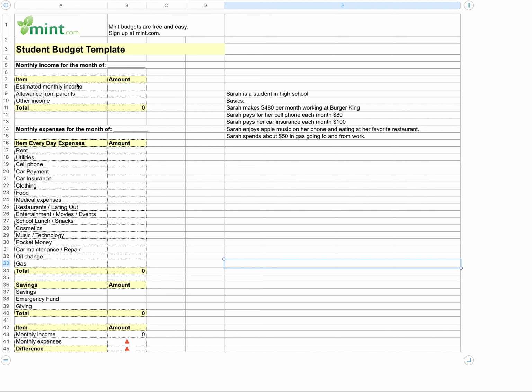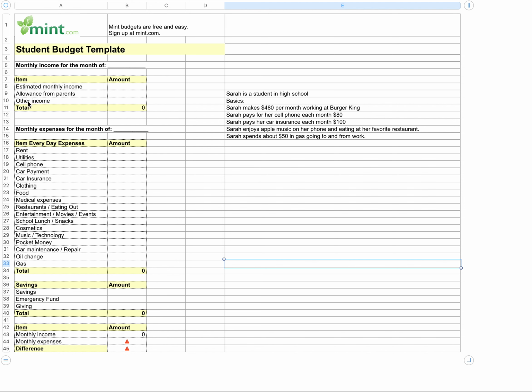Okay, getting started. Sarah is a student in high school. She makes $480 per month working at Burger King. She pays for her cell phone each month, and it's $80. She pays her car insurance each month. It's $100. She likes Apple Music on her phone and eating at her favorite restaurant, and she spends about $50 in gas going to and from work.